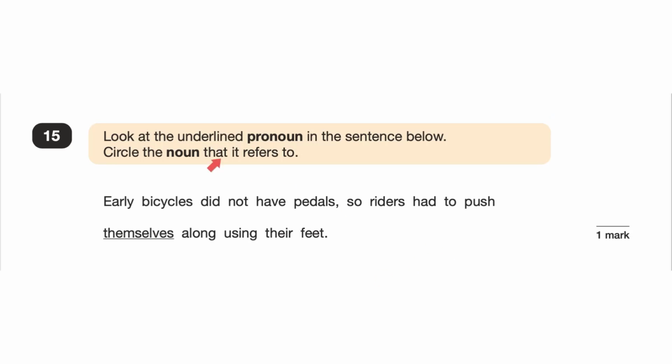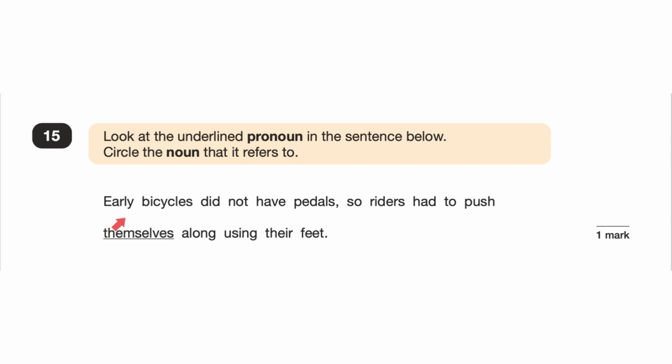So this is the last SATs example, referring specifically just to pronouns. So look at the underlined pronoun in the sentence below. Circle the noun that it refers to. So this is just, again, linking back to themselves. It's who is the themselves that this is referring to. And again, the clue in here is themselves is referring to more of a person, isn't it? So again, there's a big clue in there that this is going to be people.